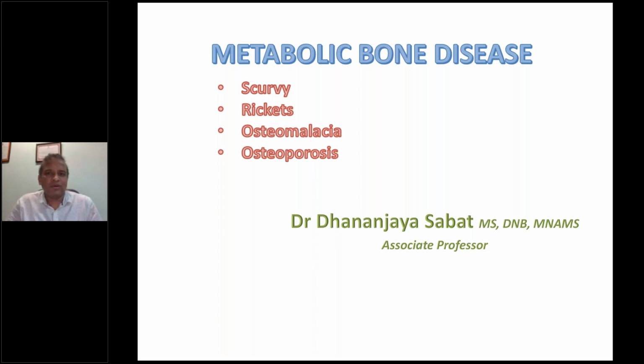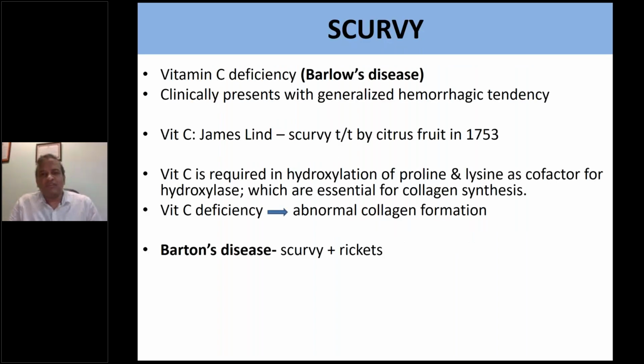Majorly the orthopedic part of this metabolic bone disease associated with these 4 common conditions. First, we'll go to scurvy. We know it is happening because of vitamin C deficiency, otherwise known as Barlow's disease. The clinical presentation is a generalized hemorrhagic tendency, the general tendency to bleed.